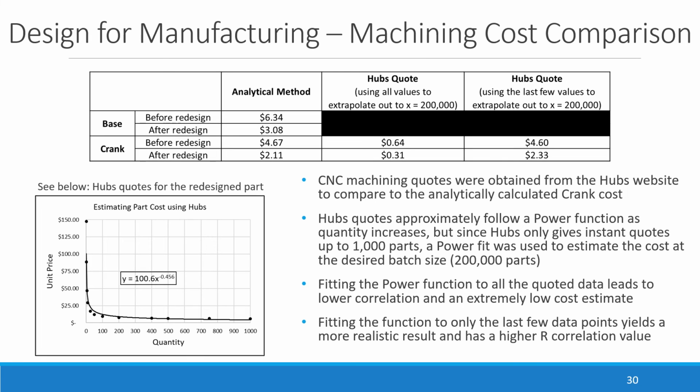The website Hubs was used to quote the cost of CNC machining the crank before and after redesign. Using a power fit to extrapolate the value up to x equals 200,000, quotes of 64 cents and 31 cents respectively were given for before and after redesign. However, because these values don't correlate super well to the data, taking just the last few data points, which fit much better to the power line, yields Hubs quotes of $4.60 and $2.33, which are closer to our analytically calculated values.